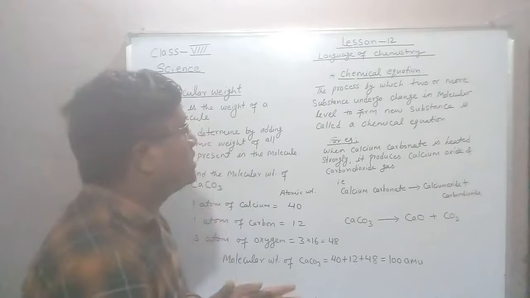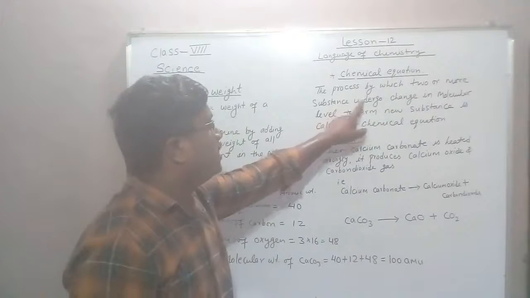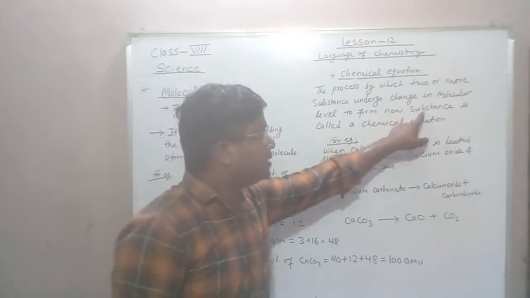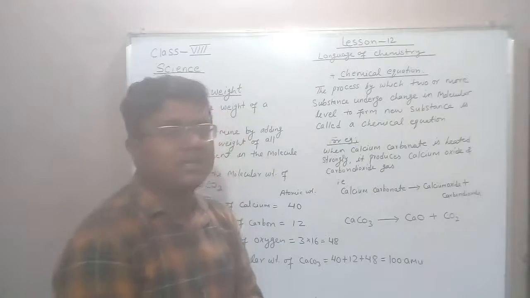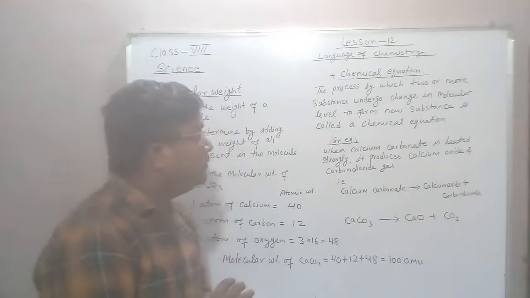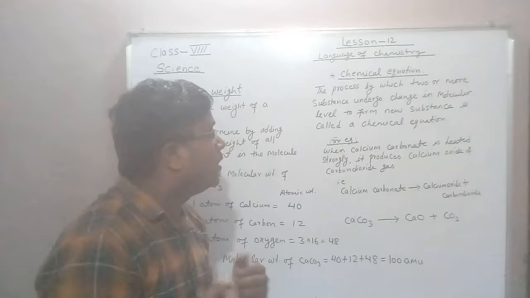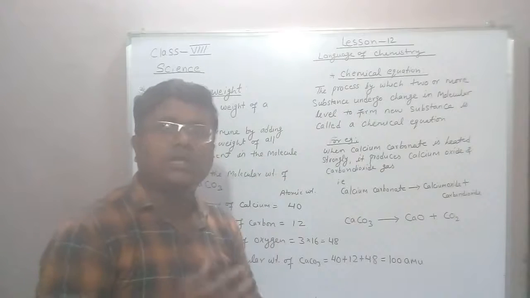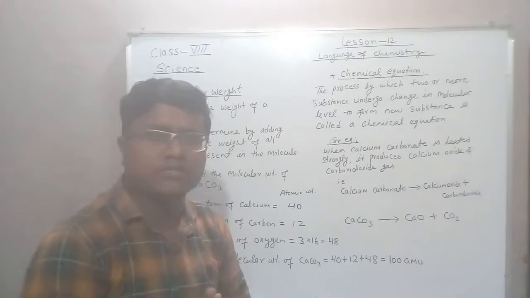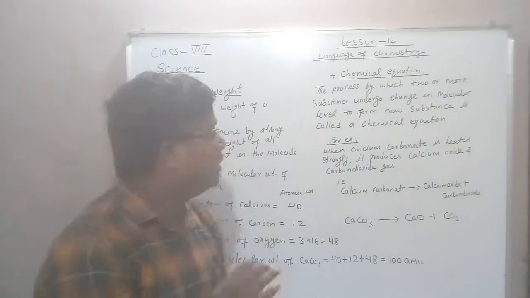So what does this chemical equation mean? The process by which two or more substances undergo change at the molecular level to form a new substance is called a chemical equation or reaction. It means when two or more substances undergo change at the molecular level, they react with each other, and then a new product is formed. That is called your chemical equation or chemical reaction.